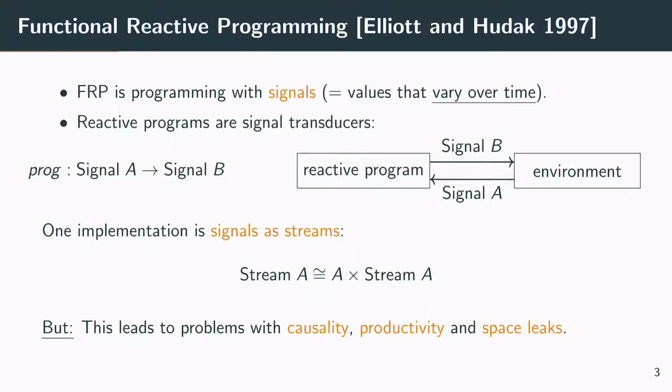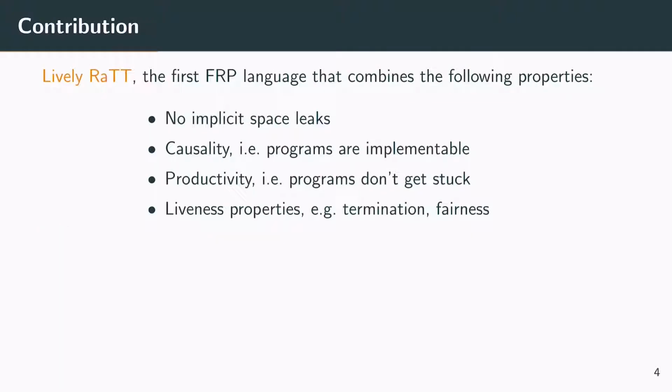And furthermore, you can also program functions that leak memory, right? So that over time you use more and more memory, which is especially problematic for reactive software that runs indefinitely. So this will just grind to a halt eventually. So what we do in this work is we present the functional reactive programming language Lively RaTT, which is the first such language that combines these four properties in one language.